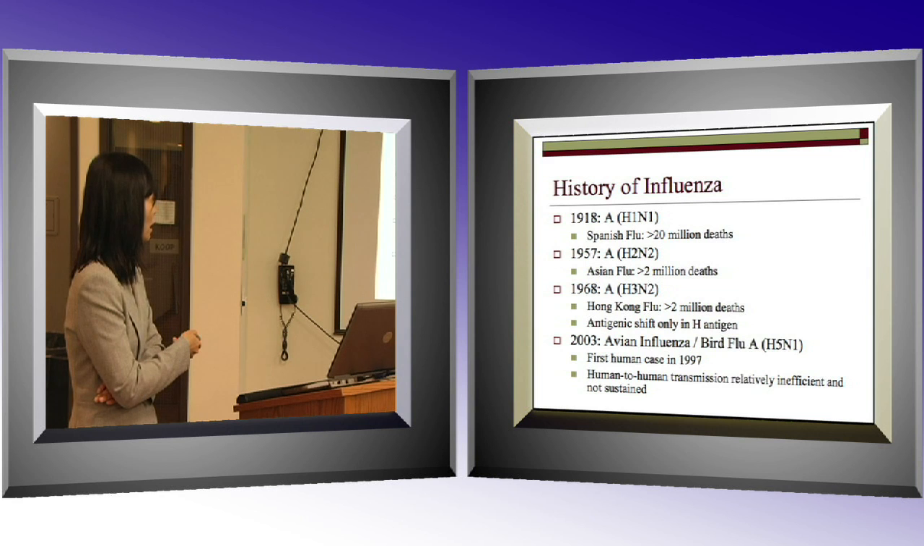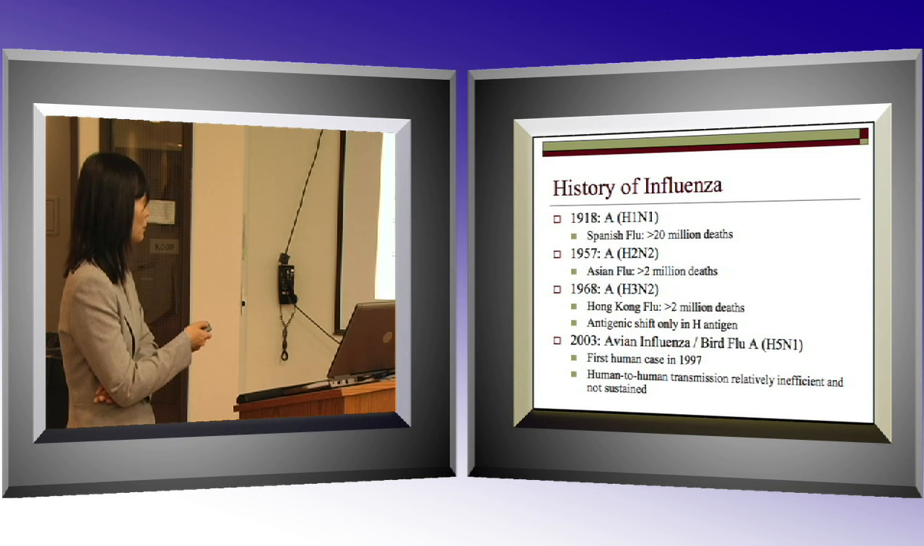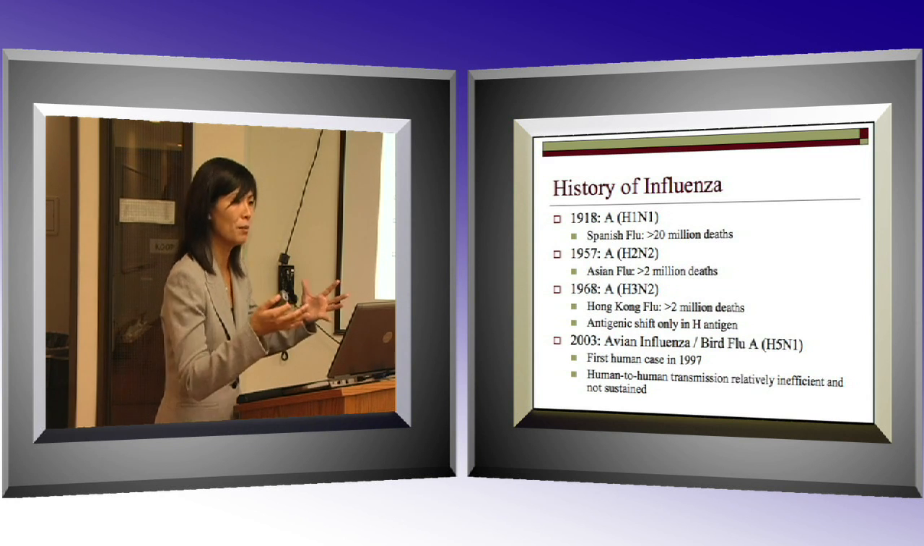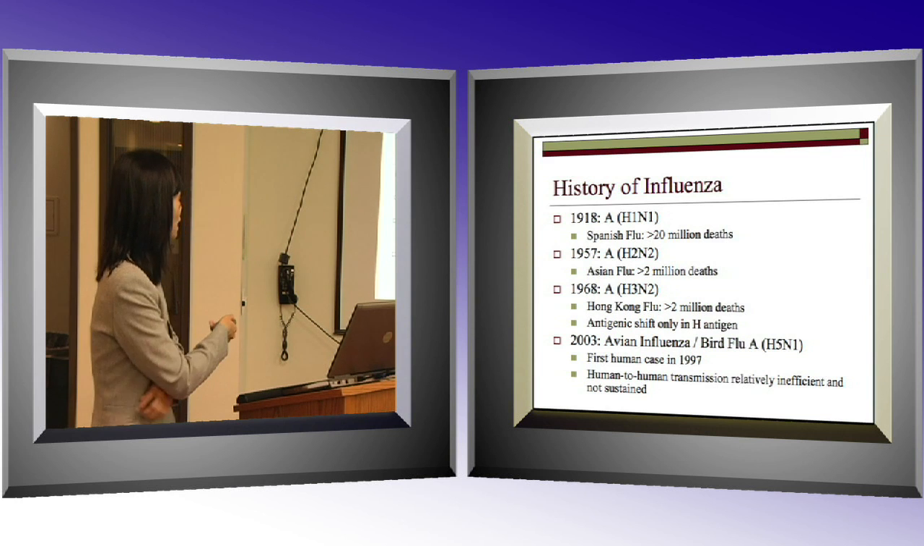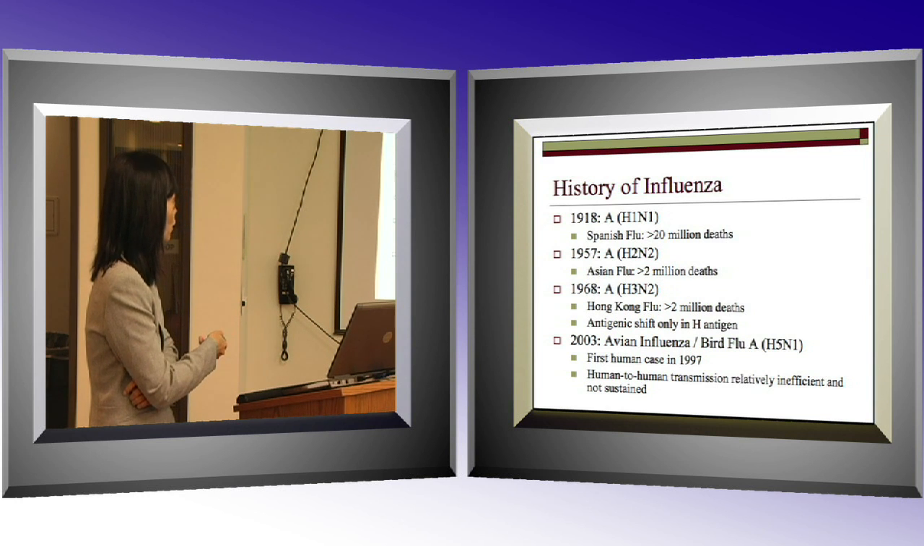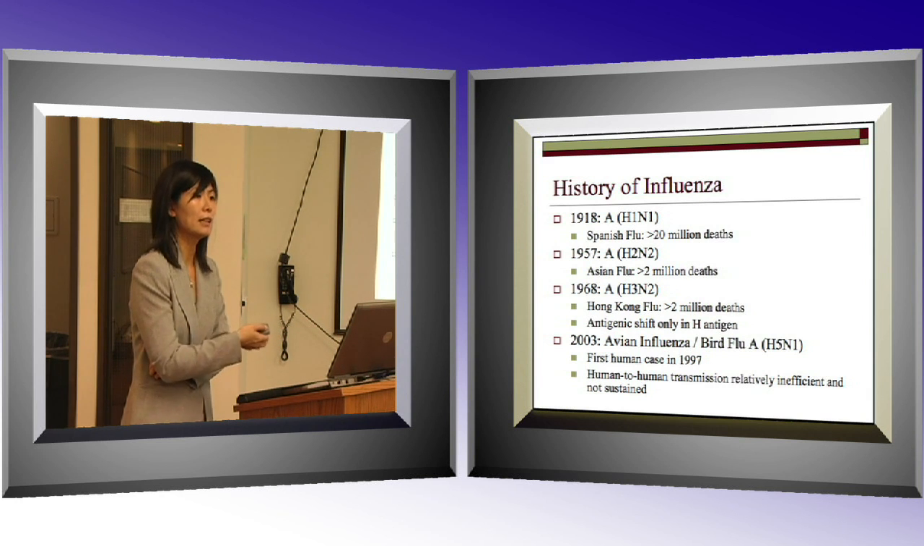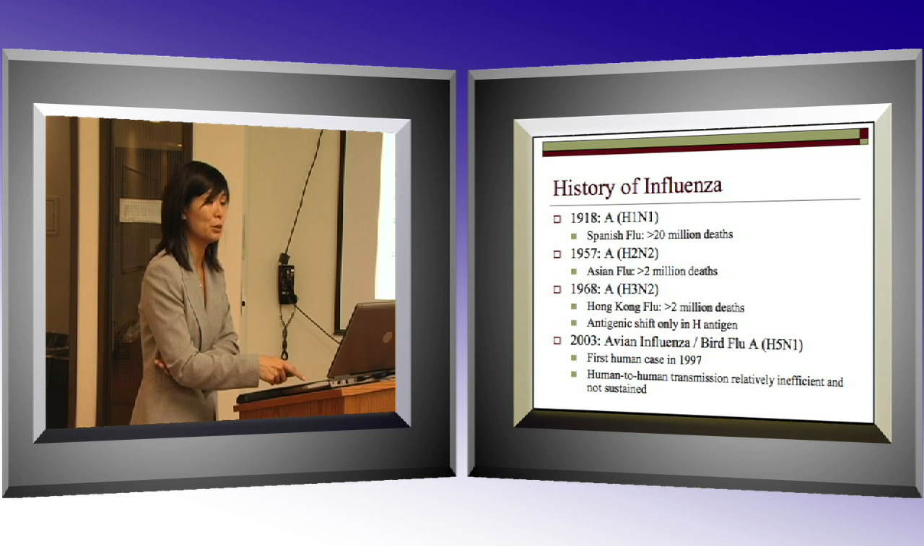And then recently, in 2003, the avian influenza, known as the bird flu, typed as H5N1, was the first human case that was found in 1997. But of course, it didn't reach ginormic proportions until 2003. And of course, this was human-to-human transmission. It was relatively inefficient and not sustained, and it eventually resolved.